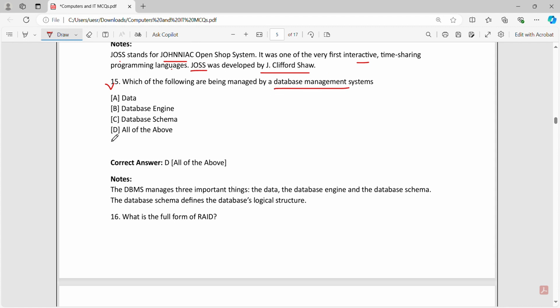15th question. Which of the following are being managed by database management system? So answer is all. Data, database engine and database schema. So DBMS manages three important things: data, database engine and database schema. The schema defines the database logical structure.